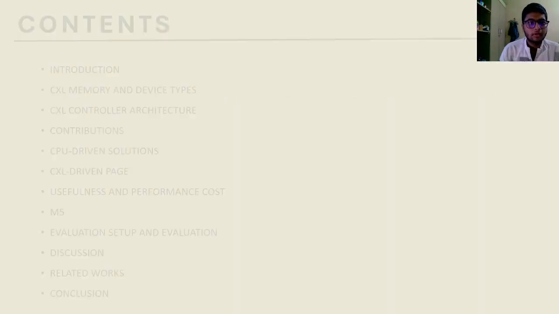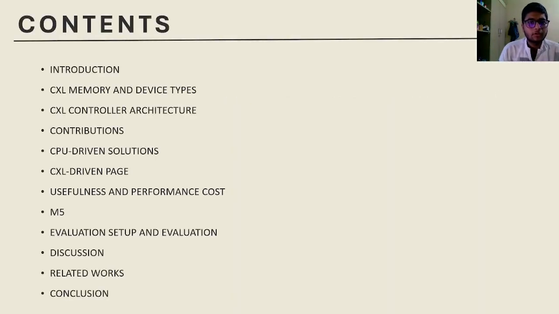So coming to the contents, we will start with the introduction, then we will tell about CXL memory and device types, then the contributions of the research paper, then some CPU driven solutions, then we will come to CXL driven page migration solutions, then we will get to the main M5, and after that the evaluation and discussion, and at the end we will come to the conclusion.